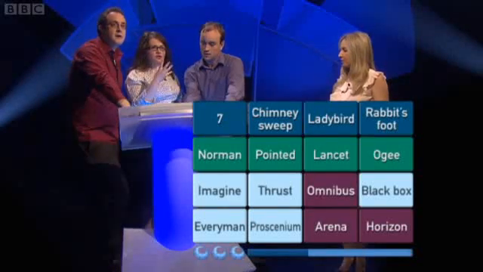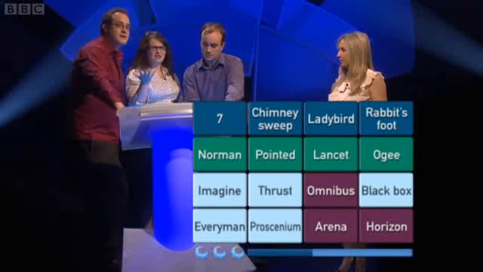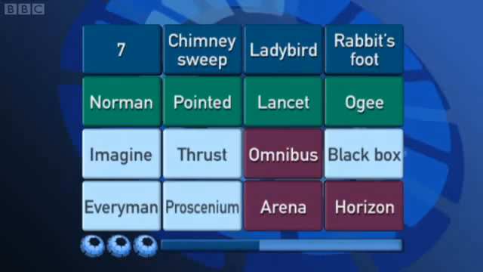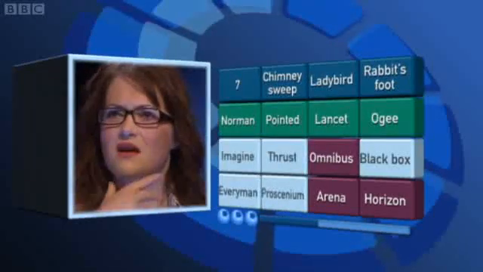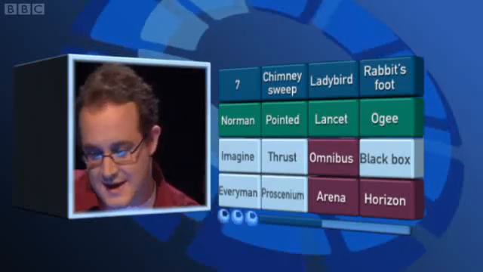The thrust is to do with the stage. Oh, they're all stage. The thrust is, yeah. Black box probably is. What is it? Imagine. What to do with the theatre? I don't know. It might be. Imaginary theatre? Really? No, I'm not sure about that. Why is thrust to do with the theatre? Oh, actually, Everyman is a theatre, so it could be.